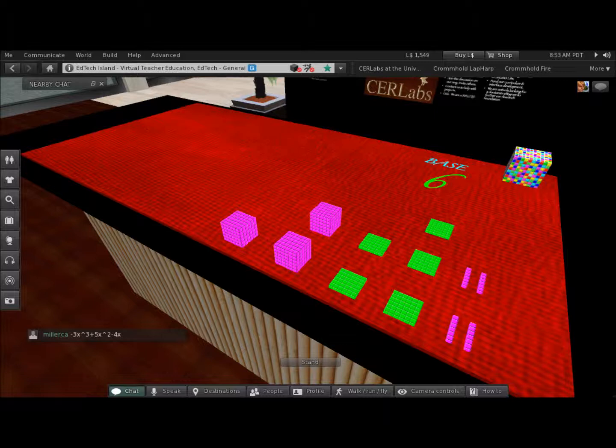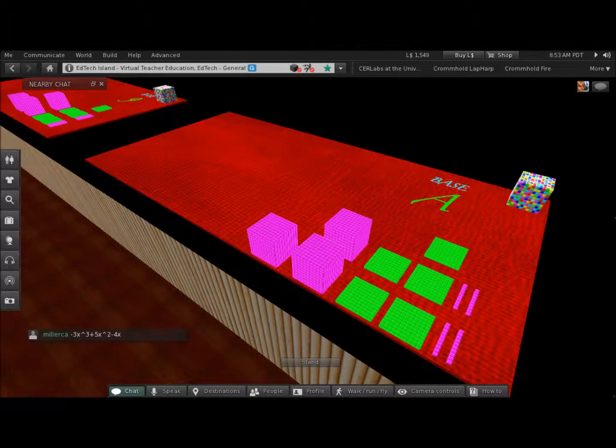And did we get the answer? We can look at any one of these. Excellent, Malerica. Excellent. That is it. Does everybody see her answer? I go look at base 10. There you see the value.